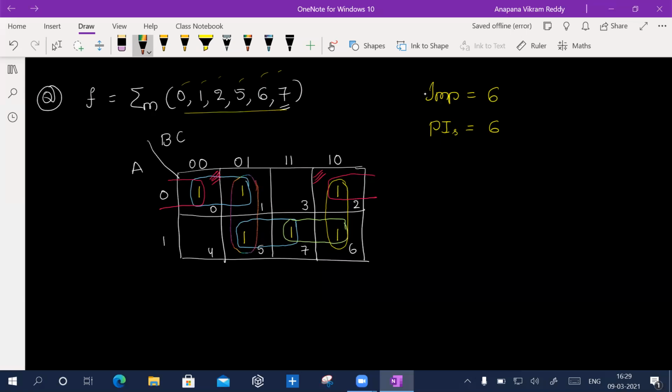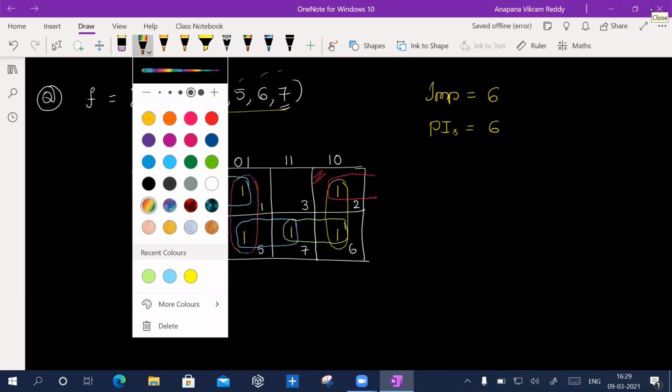Everyone understood, right? Could you raise your hands who didn't understand this? Who didn't understand this about PIs? Please raise your hands. No problem. Okay, everyone understood, fine. That's great.